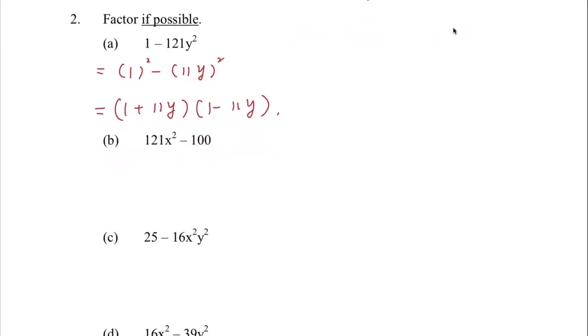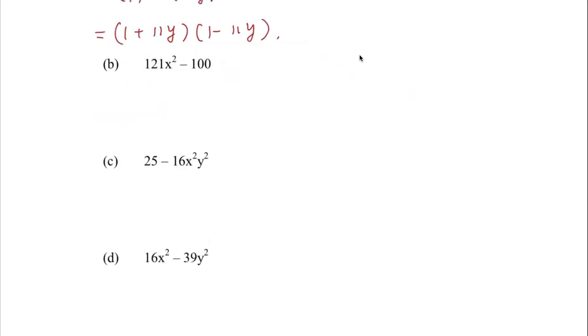Okay, so if you don't believe it, if you want to verify this answer, you can simply open the brackets using the distributive rule, right? So 1 times 1 is 1, 1 times minus 11y, that's minus 11y, 11y times 1, that's positive 11y, 11y times minus 11y, that's minus 121y squared. Okay, so it's 1 plus 11y minus 11y minus 121y squared, right? And that would be this. Okay.